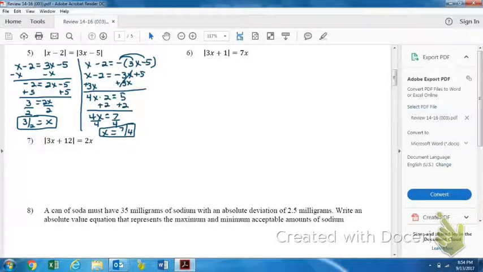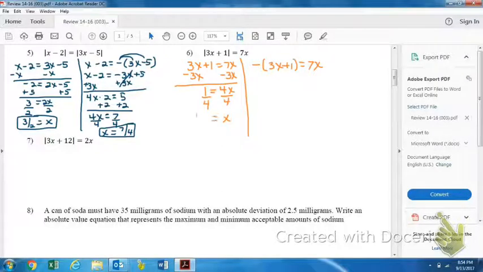The next equation is going to be an absolute value. Okay, on number 6, an absolute value equals 7x. Absolute value is by itself, so we're going to write 3x plus 1 equals 7x, so we wrote it positive. And then we're going to write negative 3x plus 1 equals 7x. So I'm going to subtract 3x from both sides, and you have 1 equals 4x. Divide both sides by 4, and x equals 1 over 4.